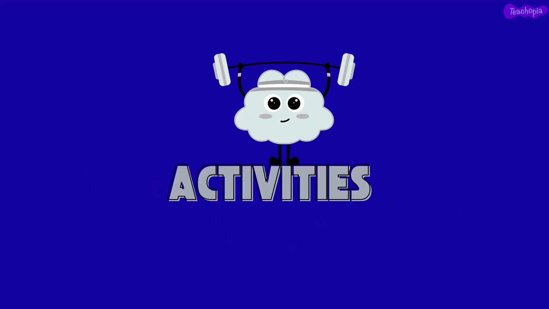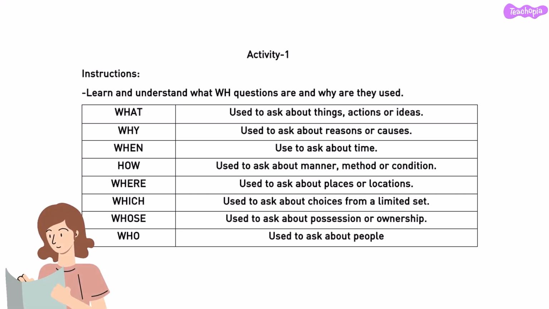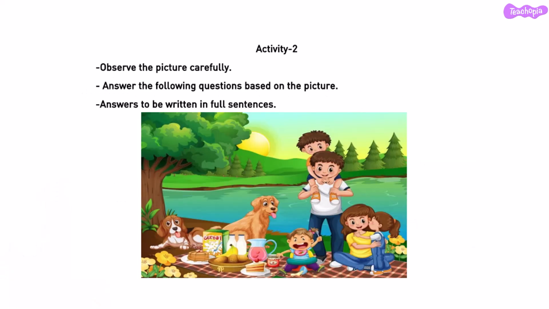Now, let's look at the activities we can help learners do to achieve this learning concept or to achieve an understanding of this learning concept. Activity 1. Here, let learners learn and understand what WH questions are and why they are used. Let them go over each type of WH question and understand when to use each of these questions. Once they have done that, move on to the next activity.